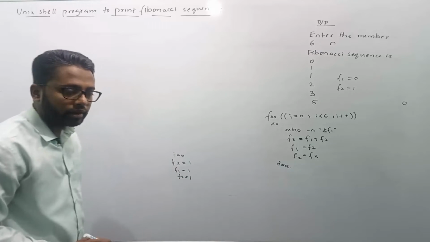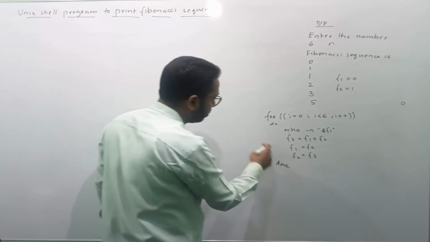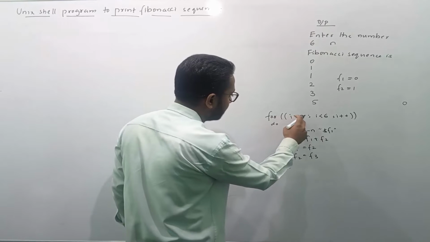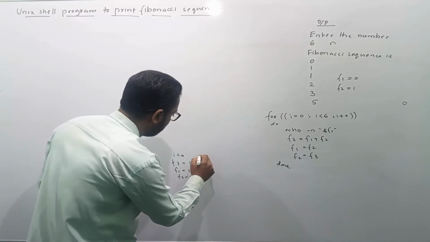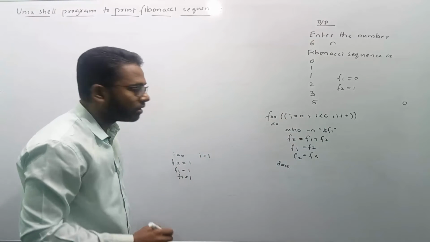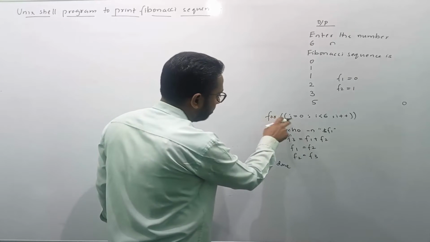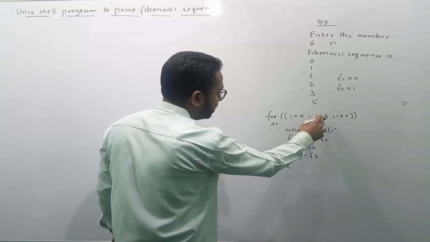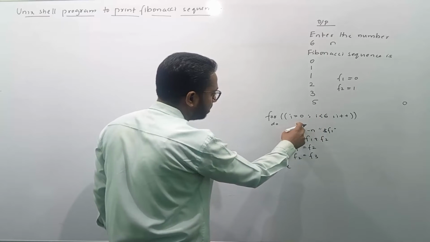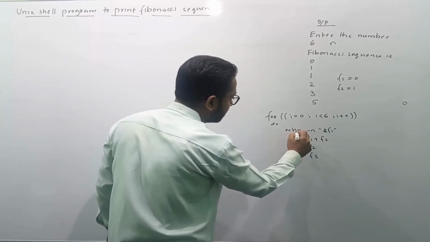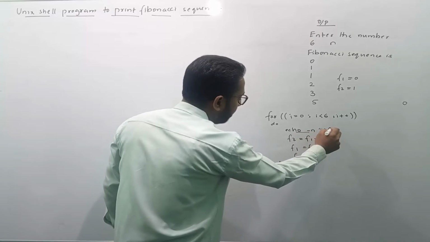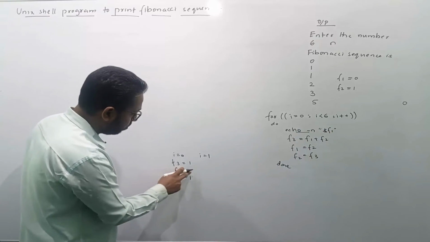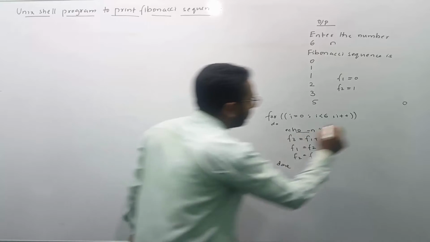Next, control goes back to the for loop where i gets incremented by 1. i becomes 1 now. Control comes inside the for loop. 1 is less than 6, so the condition becomes true. That's why control will come inside the for loop to execute the statement echo hyphen n $f1. So $f1 was 1, so 1 gets printed here.